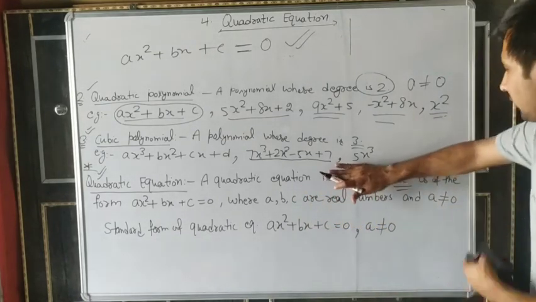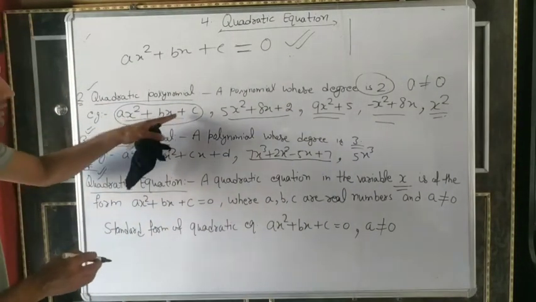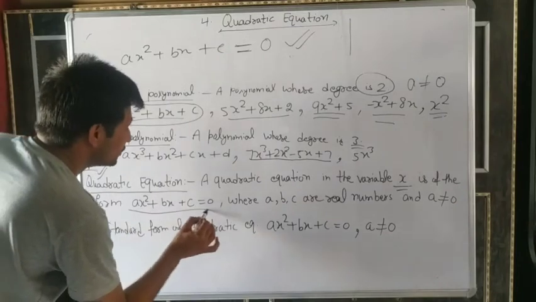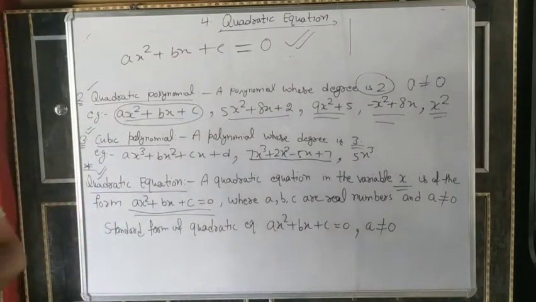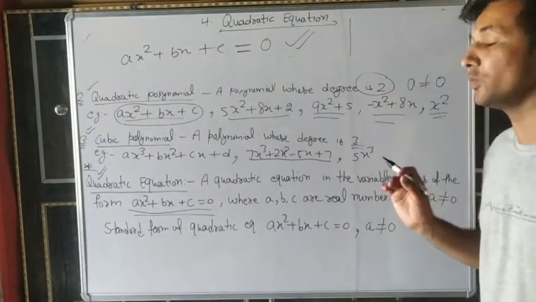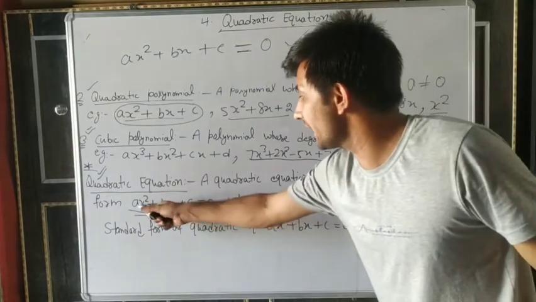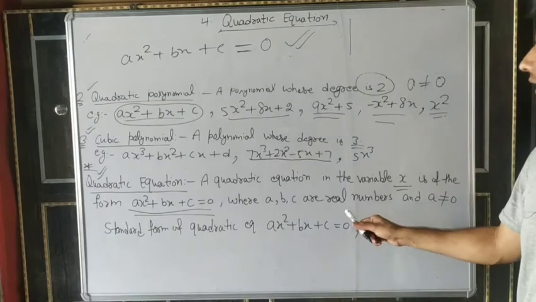A quadratic equation is of the form ax square plus bx plus c equal to 0. If any polynomial we equate to 0, then it becomes a quadratic equation. And what condition will we give? What are a, b and c? a, b and c are real numbers. Yes, real numbers.